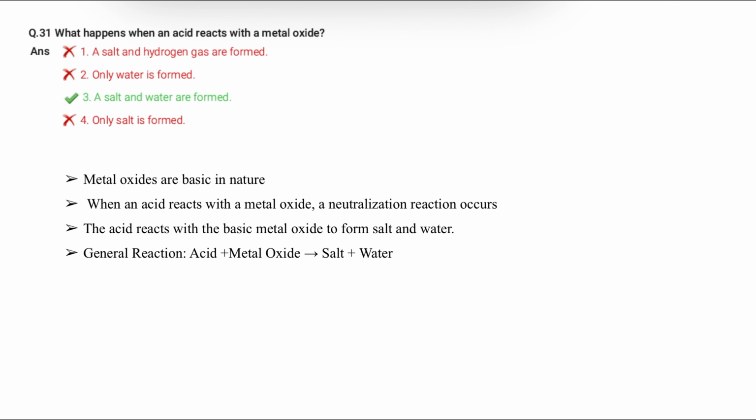Question 31. What happens when acid reacts with a metal oxide? Metal oxides are basic in nature. When acids react with metal oxides, a neutralization reaction takes place. Acid reacts with the basic metal oxide to form salt and water. Acid plus metal oxide gives salt and water. So the correct answer is option 3.